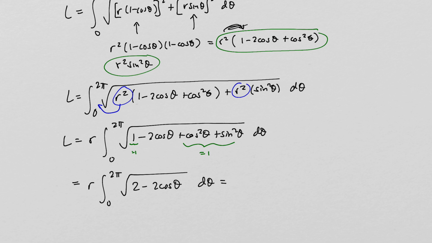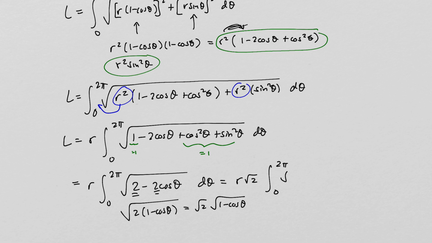Okay, next up, we are going to factor the 2 out. First, we'll do that inside the radical, which gives us this, and then we'll pull it out of the radical as a radical 2. So we're going to have r times radical 2, integral from 0 to 2 pi, and then the square root of 1 minus cosine of theta d theta.